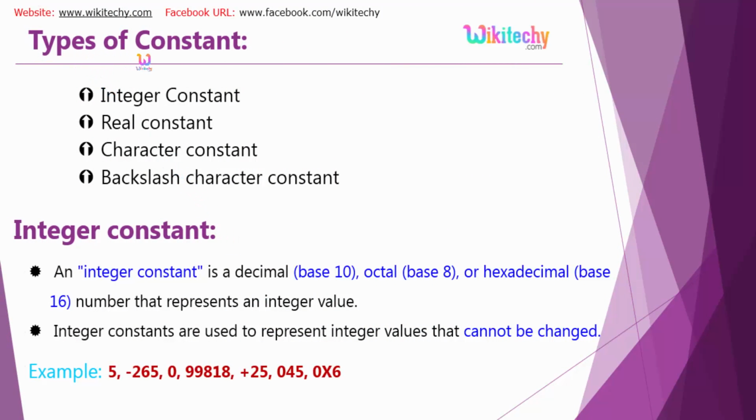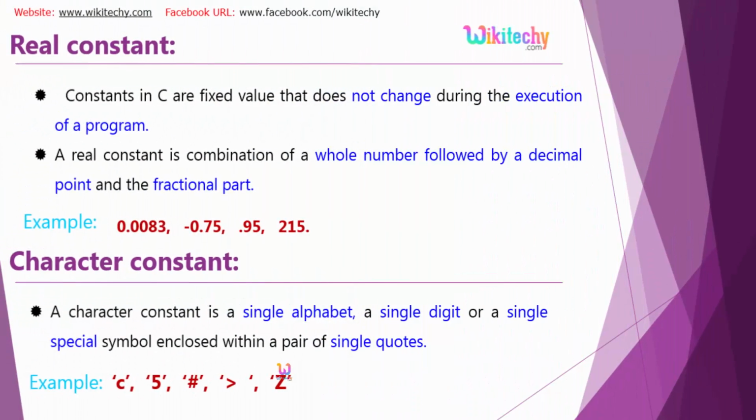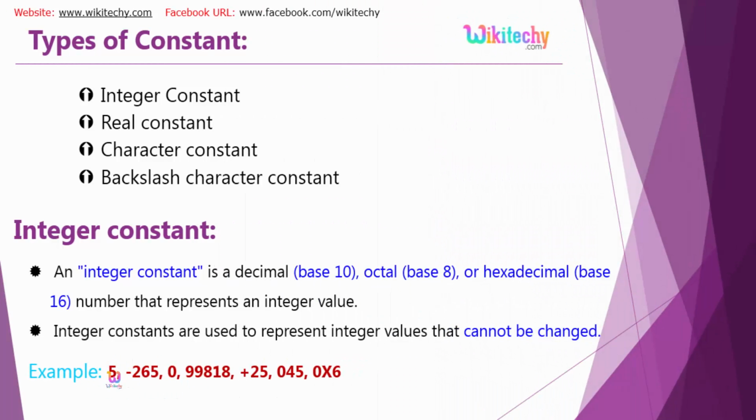Here are the types of constants: integer, real, character, backslash character constant. Let's move on to integer constant. An integer constant is a decimal base 10, octal base 8, or hexadecimal base 16 number that represents an integer value. The integer constants are used to represent the integer value that cannot be changed. So here are some examples of integer constant.